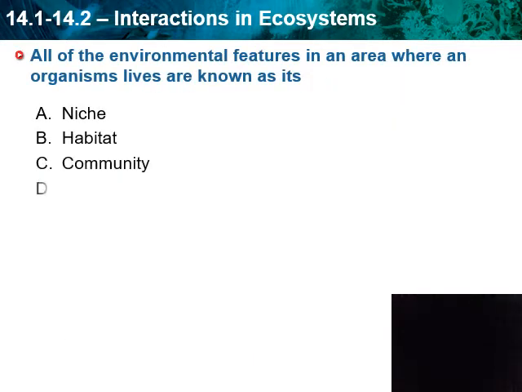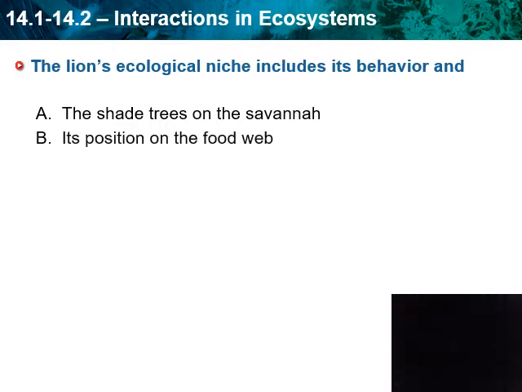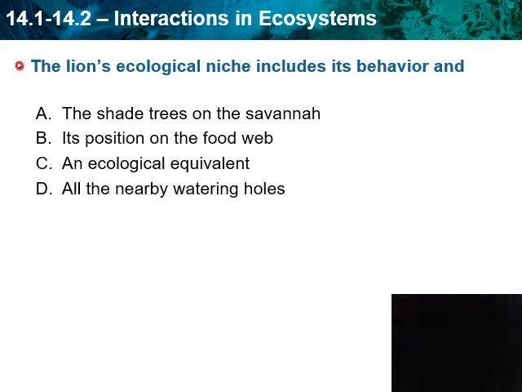So I want you to take a look at these here. So all of the environmental features in an area where organisms live is known as its what? And I want you to think about that for a second. Hopefully you answered correctly. I want you to try another one. A lion's ecological niche includes its behavior and what? It would also include its position on the food web.